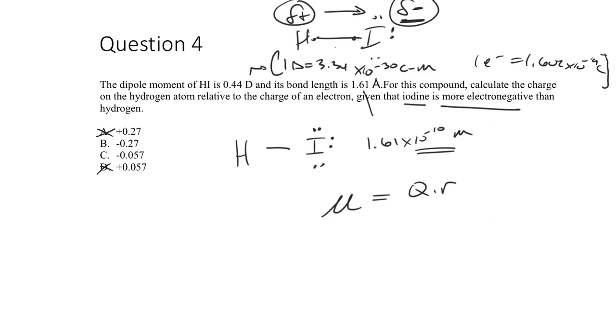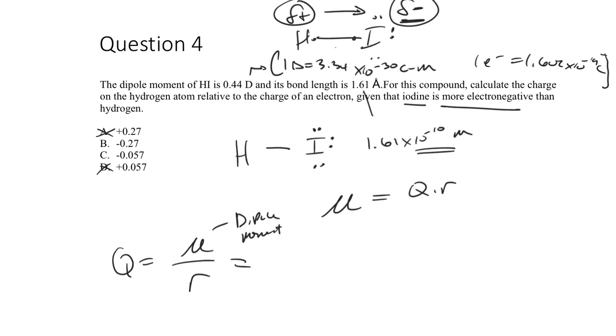The way this problem works is that we're going to solve for Q by taking mu divided by R. Mu is a reduced mass in a different context of a problem, and in physics you might learn something about reduced mass. That's a different problem. Mu here is the dipole moment.